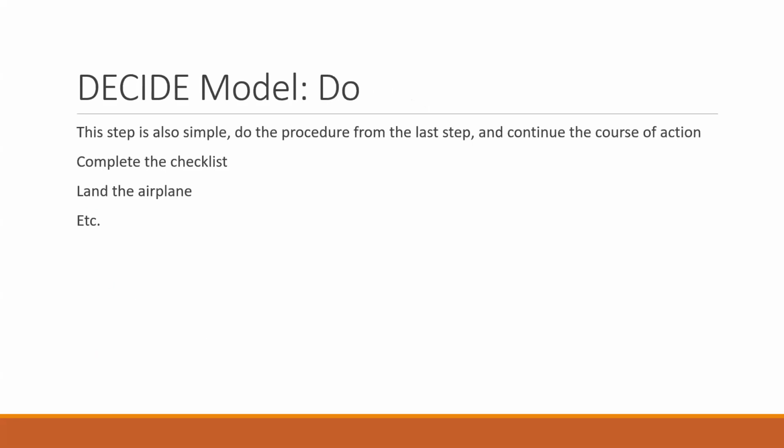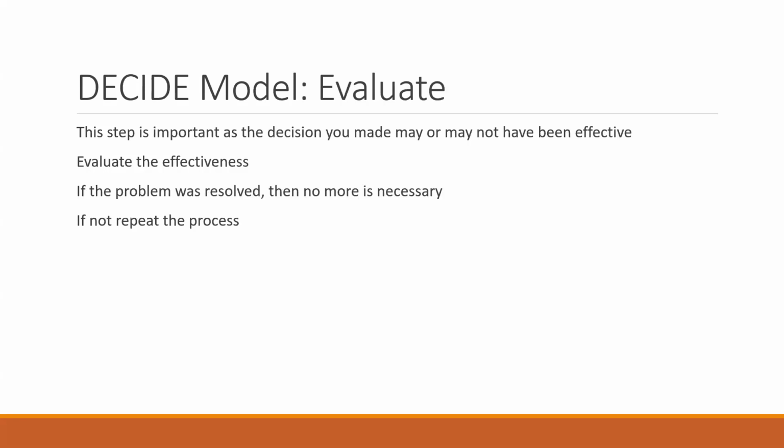So D is do. This is the step where you do the thing that you've decided to do in the past 3 steps. So you've detected, you've estimated what you could do, you've chosen an action, you have identified something to help with the problem, and then you do that thing. So complete the checklist, land the airplane, whatever it is that you've decided to do. And then the final letter is evaluate. So this is about making sure that you actually mitigated the risk and didn't make it worse.